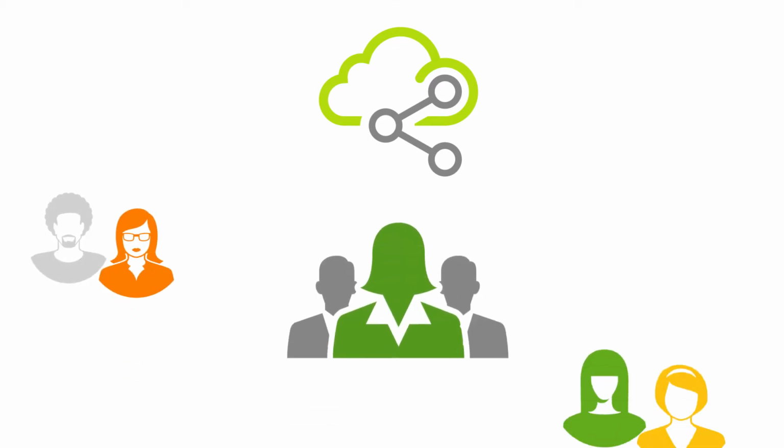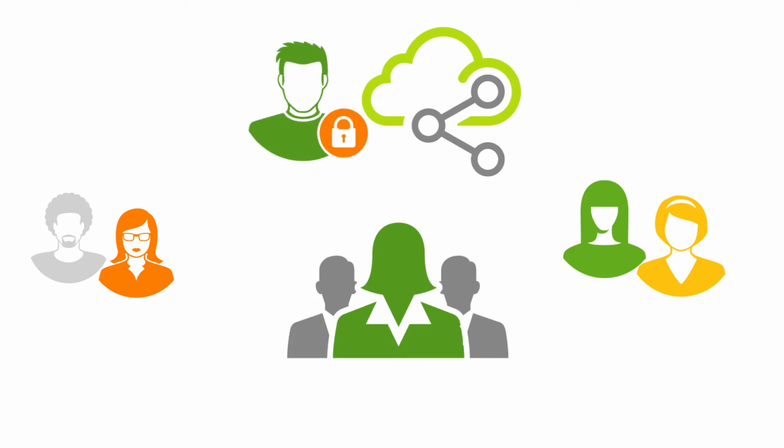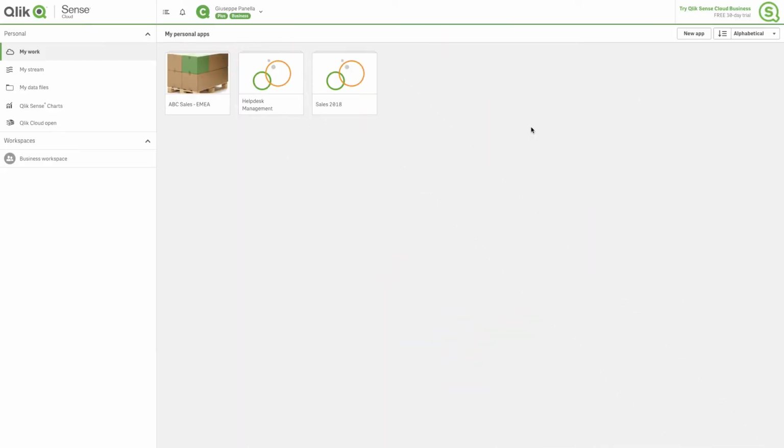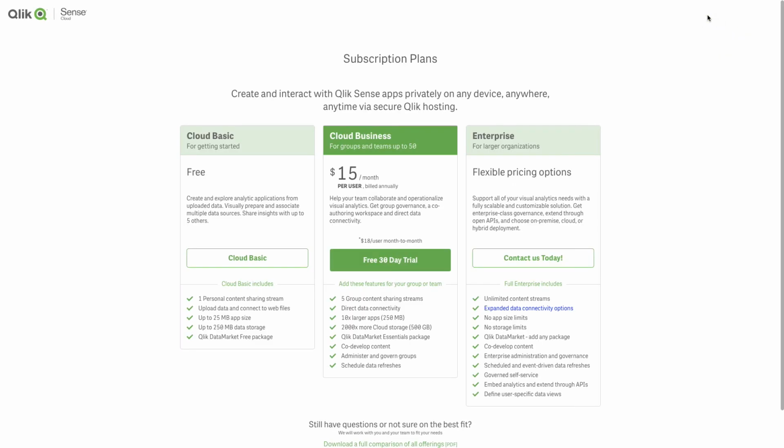Qlik Sense Cloud Business enables you to create groups with which to collaborate, interact, and share with others. Groups give the group owner complete control over who can work on their apps and who can see their app. To enable groups, you have to purchase a Qlik Sense Cloud Business subscription.